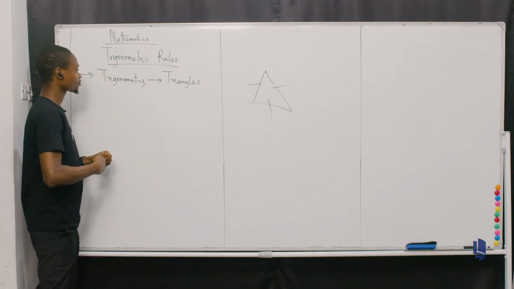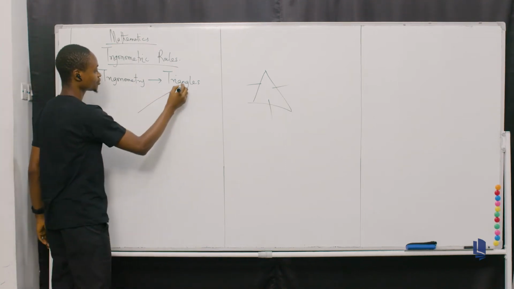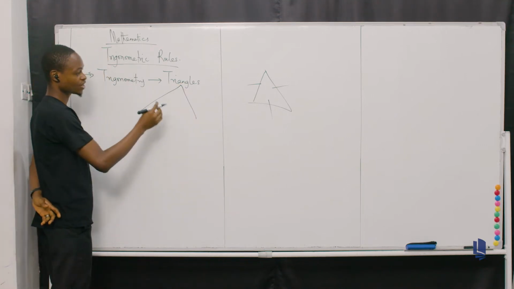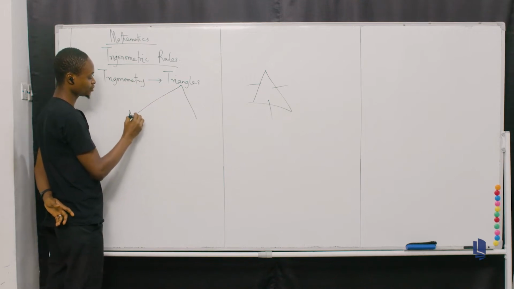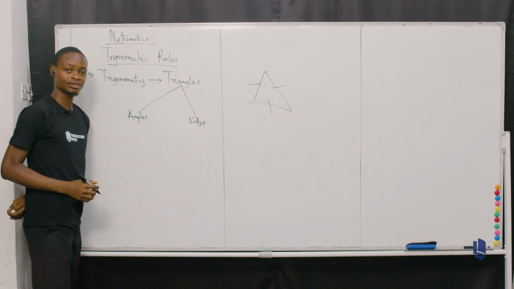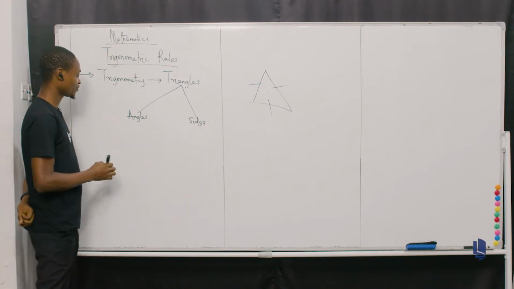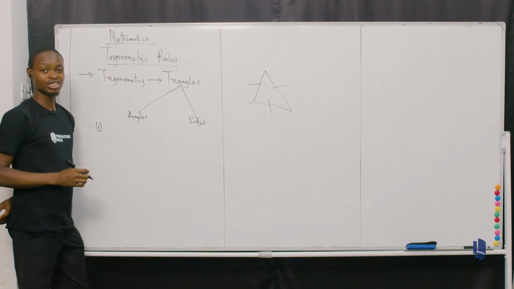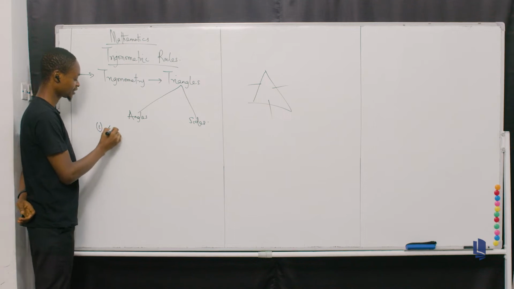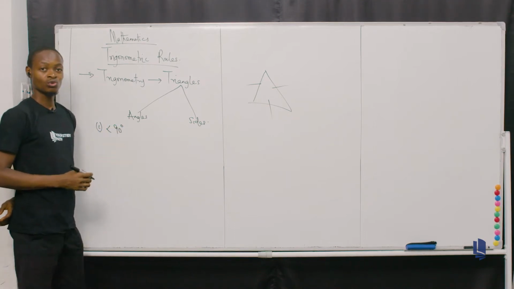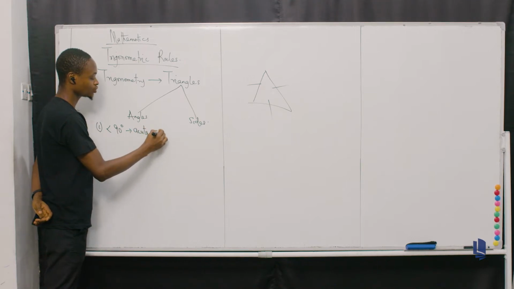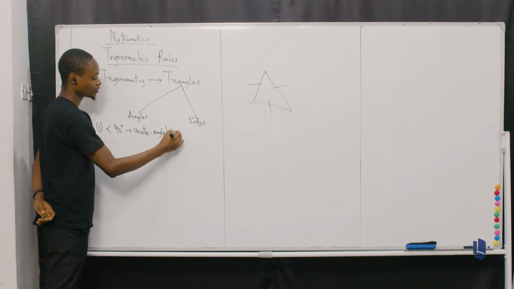Now, for triangles, we will talk about, first and foremost, the fact that you can classify them based on the angles or based on the sides. Whenever we have a shape such that every single angle within it is less than 90 degrees, we will say that that triangle is an acute angled triangle.